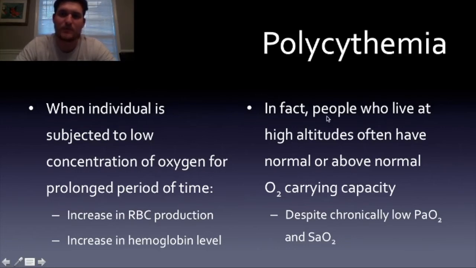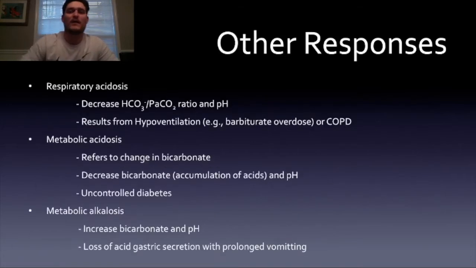And so people who live at high altitudes often have normal or above average O2 carrying capacity, even though they have low arterial oxygen or saturation of oxygen. The reason why their carrying capacity is so high is because they have more red blood cells. And we're going to talk in a little bit about how that translates to athletes, and some of the recommendations and things that have been done in the past to try to take advantage of this.